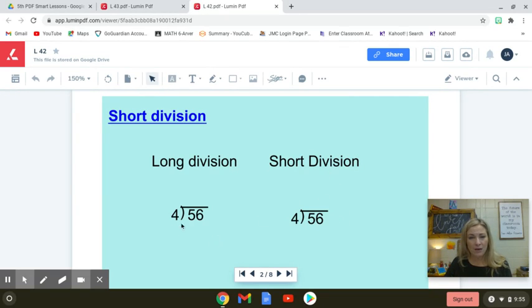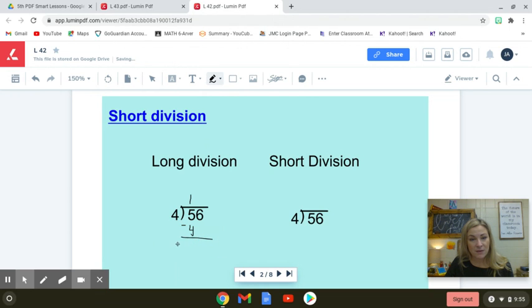I'm going to walk through a long division version of this and a short division. So let me get my pen ready. 56 divided by 4. Remember, that's how you read this problem. Do not read this as 4 divided by 56. You read the dividend first. 56 divided by 4. Well, 4 can go into 5 once, and that in fact is 4.